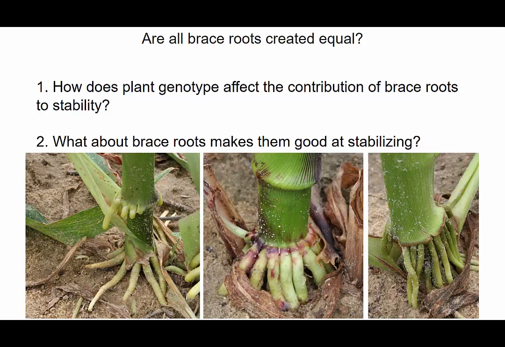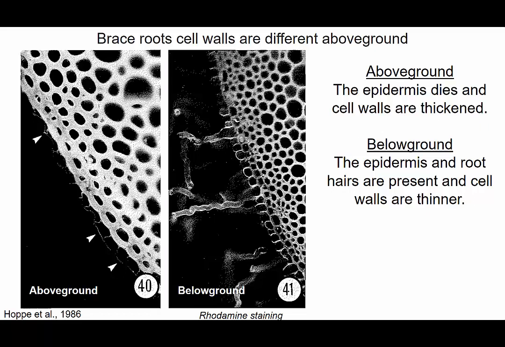The other aspect that we are thinking about, when we think about what makes brace roots good at stabilizing, is one really important thing about brace roots that we can't ignore, and that is that the cell walls of brace roots above ground are reinforced. So this, again, is work from the 80s. This is a cross-section of a single brace root from the part that's above ground and the part that's below ground. And the part that is above ground has these really thick cell walls. It's thought that this is because they need to stabilize the plant.